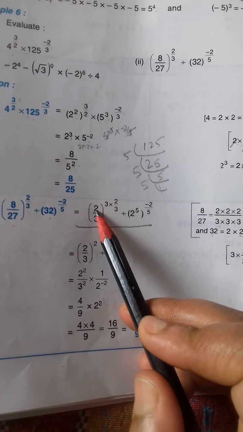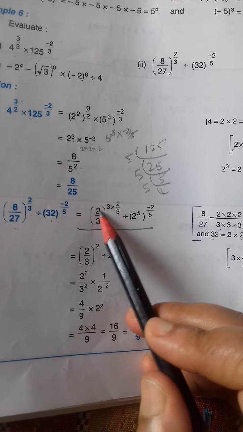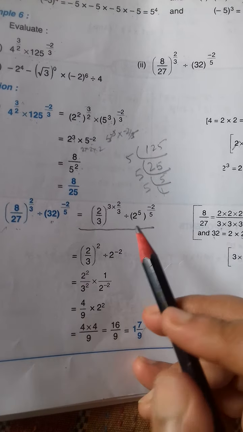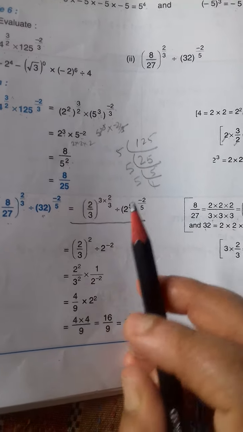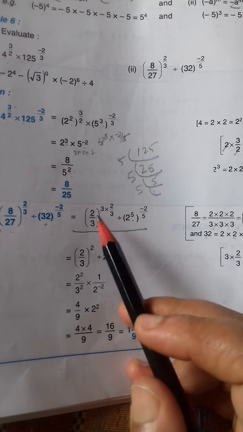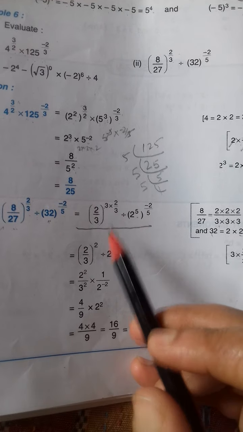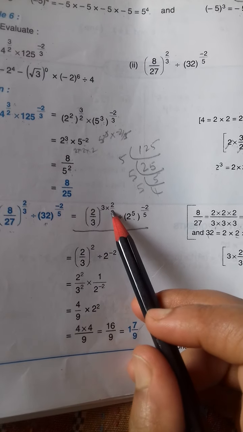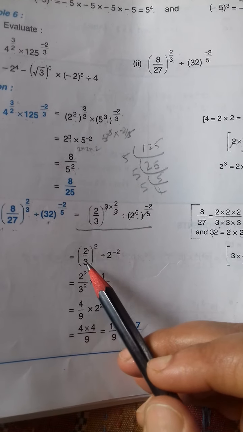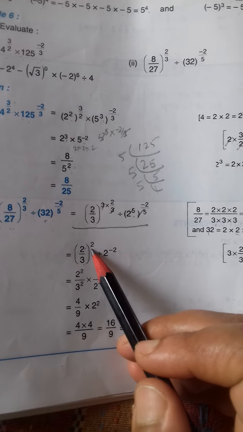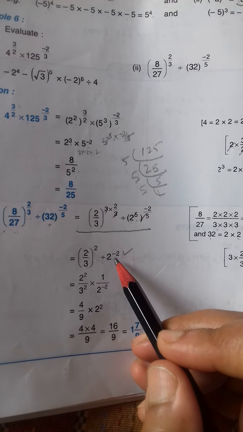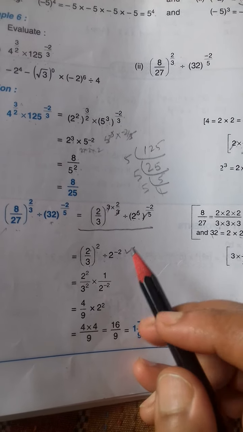8 we have written as 2 to the power 3. 27 we have written 3 to the power 3. 32 we have written 2 to the power 5. Clear? Now these power will come in, when we'll open the bracket, these power will get multiplied to the inside powers, and 3 will cancel 3, 5 will cancel 5. So 2 upon 3 raised to the power 2 divided by 2 to the power minus 2. To make it positive again, we'll bring it down.